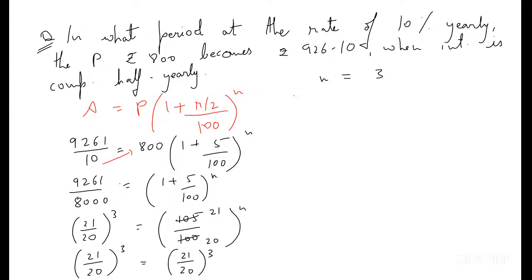Now, for half yearly, n equals 3 becomes 1.5 years. Now, who has clearly understood how to find out the time period? Hope that's clear. Yes, Edric? These questions are so easy for me. Okay, all right, then practice some more today.